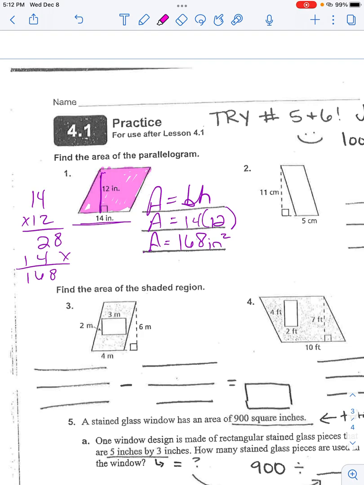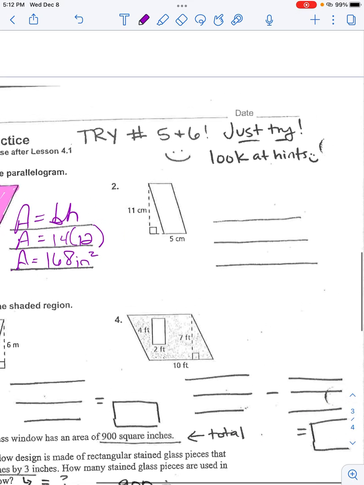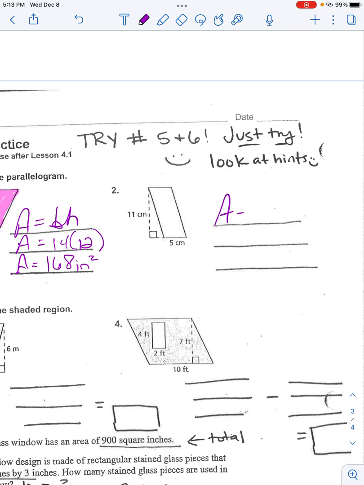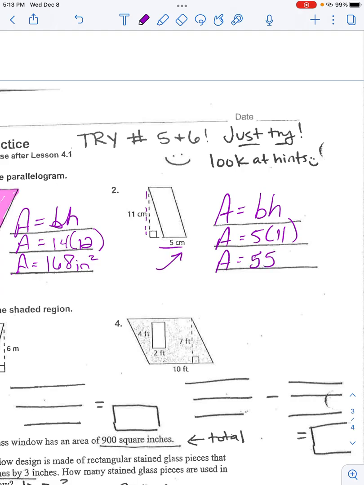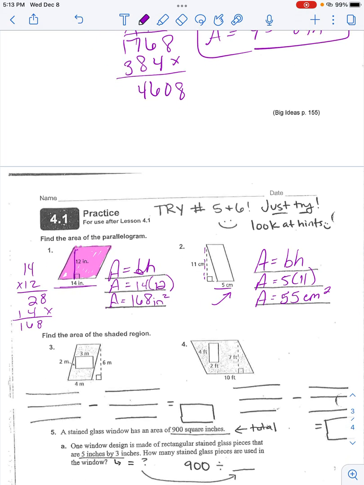Let's look at number 2. Area of a parallelogram is base times height. The base is 5, the height, that straight vertical line, is 11. So we're going to do 5 times 11, which is 55. Look at the label, centimeters squared. And again, area is the amount of space inside this parallelogram, which has 2 pairs of parallel sides.